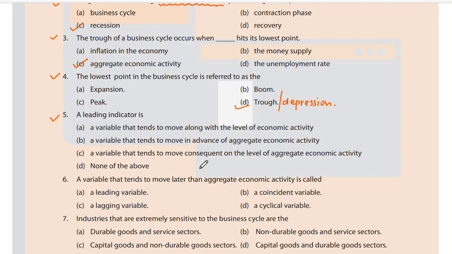So over here the answer is B. A variable that tends to move in advance of aggregate economic activity, and that is the leading indicator. Leading means that it moves in advance, that leads.